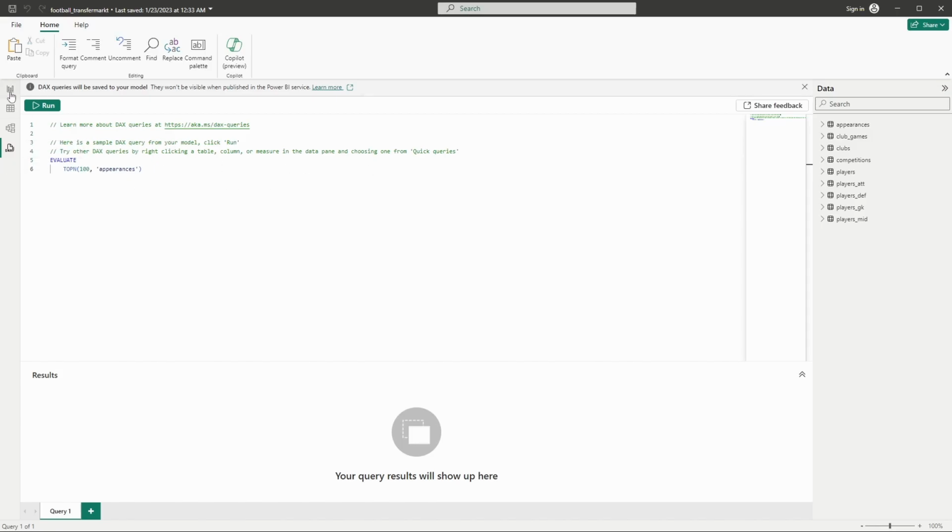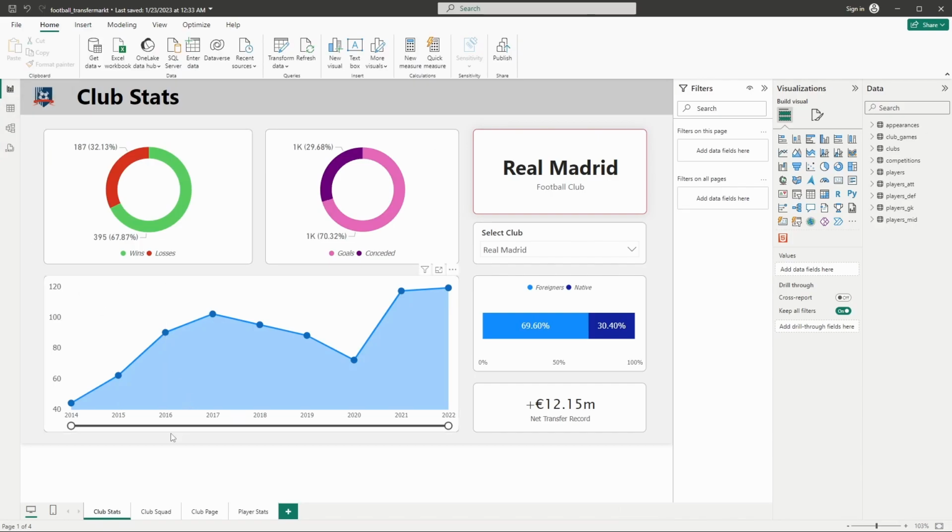Okay, so let's go back to the dashboard itself. So let me explain what is happening right here. So as you can see, this bold text clearly states that this is the statistics of Real Madrid. So let's try to understand these graphs one by one.